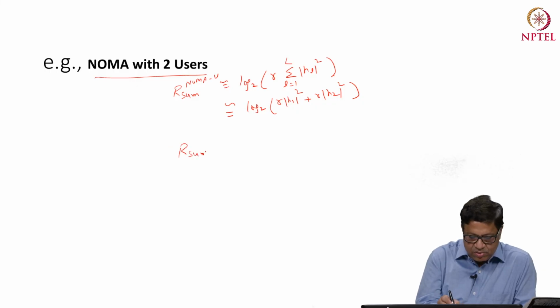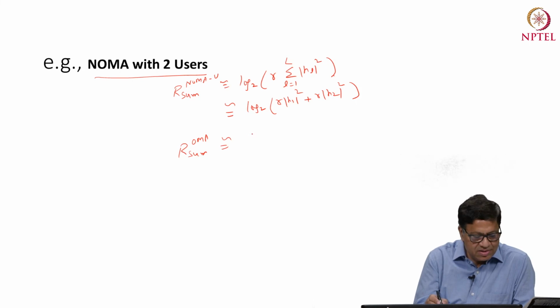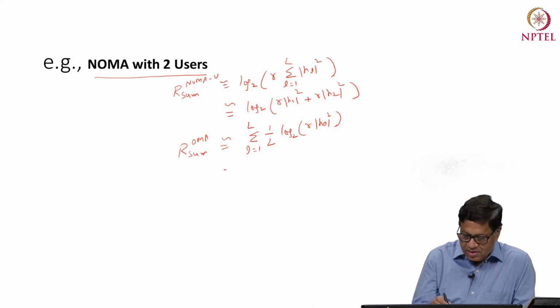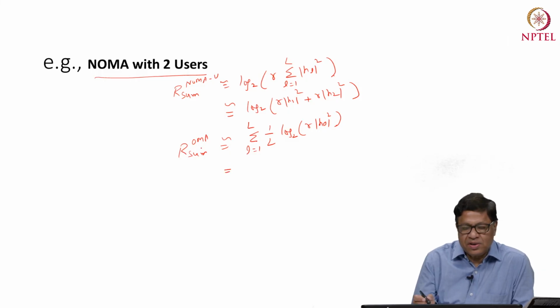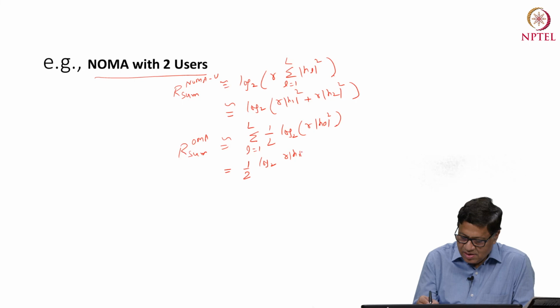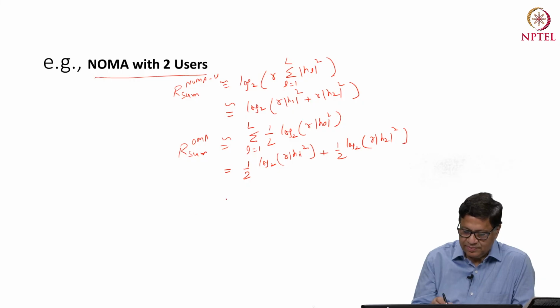Whereas if you see the R sum rate OMA for two users under gamma tending to infinity, the high SNR condition, it is the summation over L of 1 by L log 2 gamma HL mod square. And this L for OMA is 1 by 2 because there are two users. So this will give me half log 2 gamma H1 whole square plus 1 by 2 log 2 gamma H2 whole square. And we know this H1 square is less than H2 square.